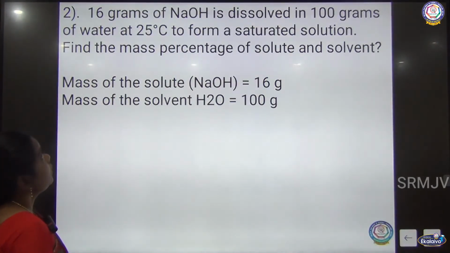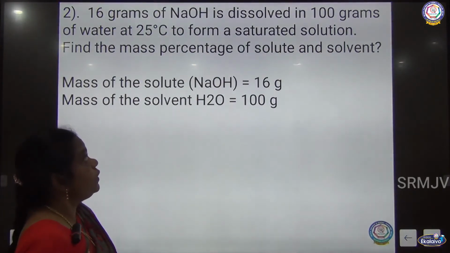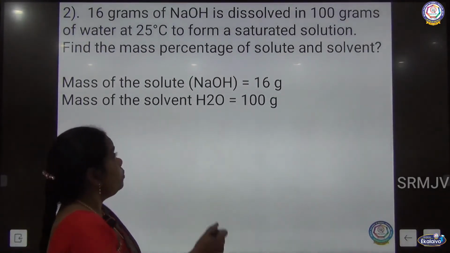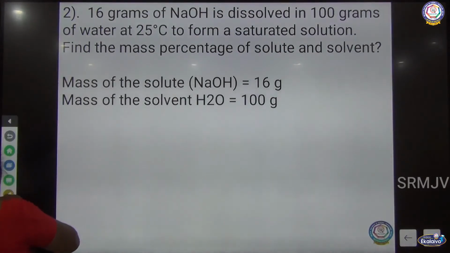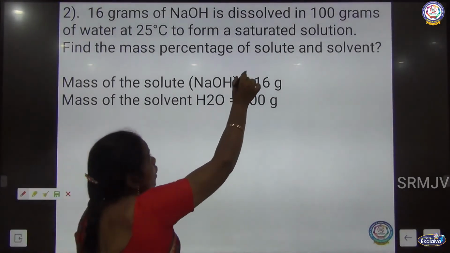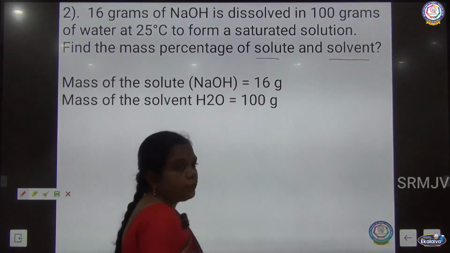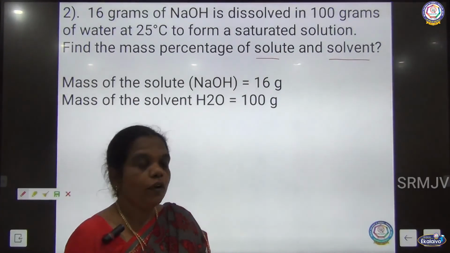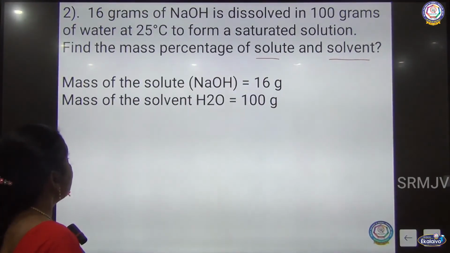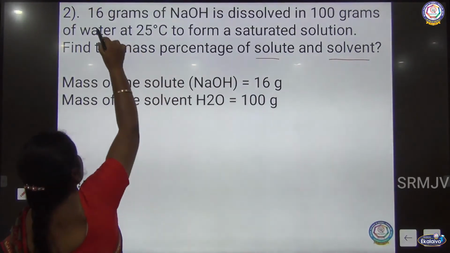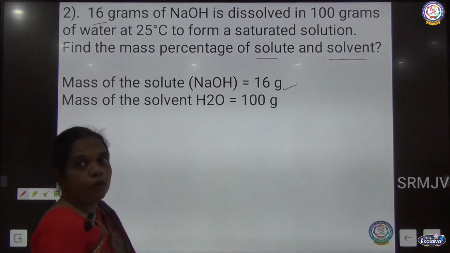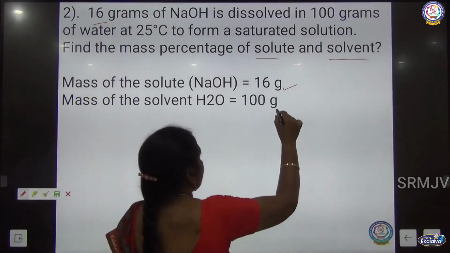And next one is 16 gram of sodium hydroxide dissolved in 100 gram of solvent at 25 degrees Celsius. You want to find the mass percentage for solute as well as solvent. So now here you have to do two different calculations. One is mass percentage of solute and mass percentage of solvent. So now here, what is given? 16 gram of sodium hydroxide. So this one is considered as a solute, and the larger amount of water is considered as a solvent.